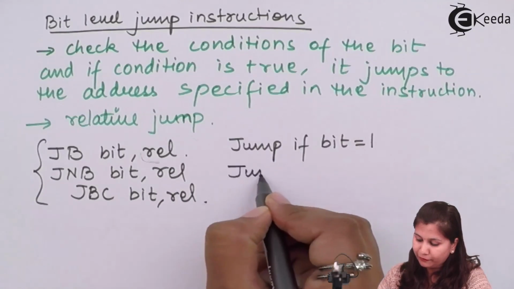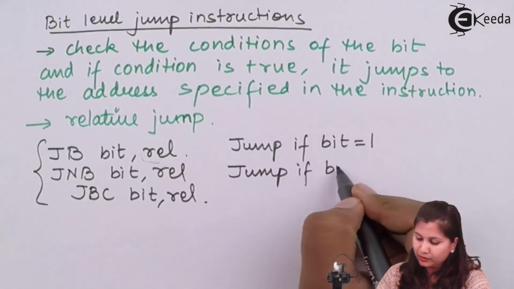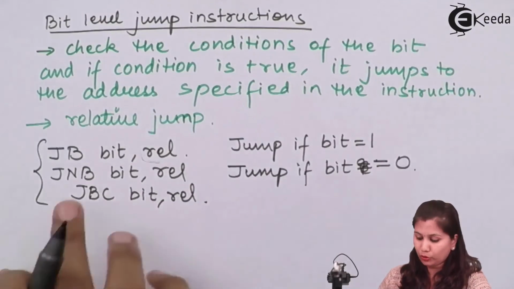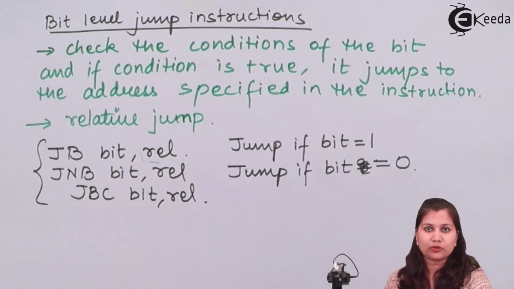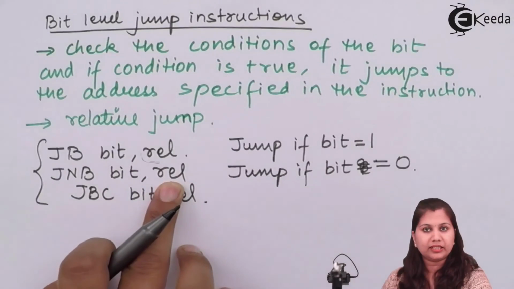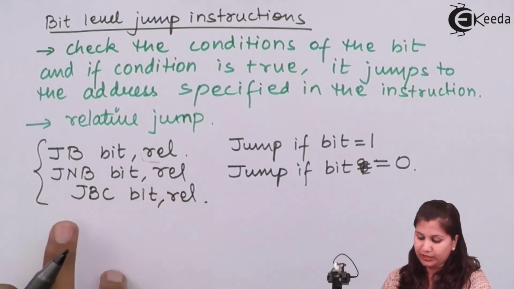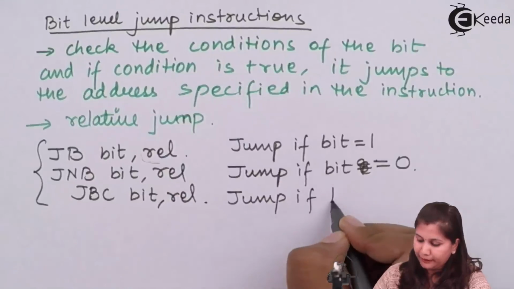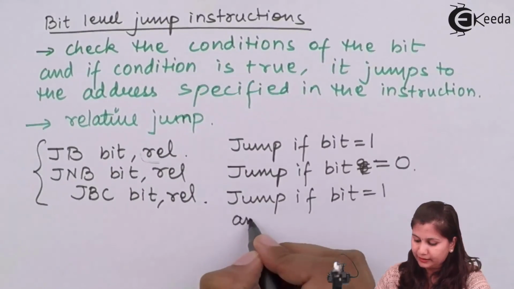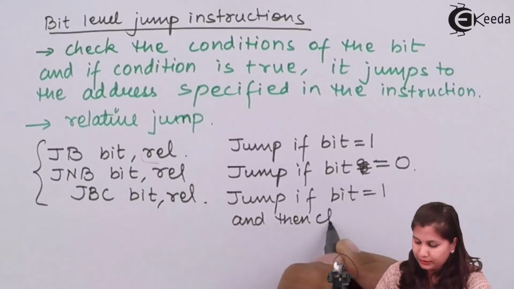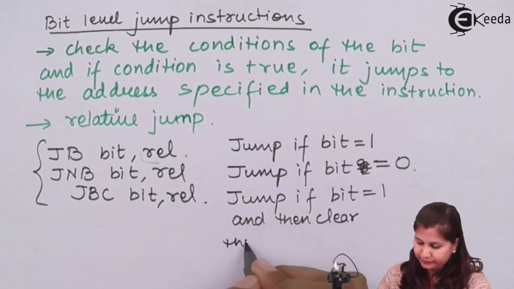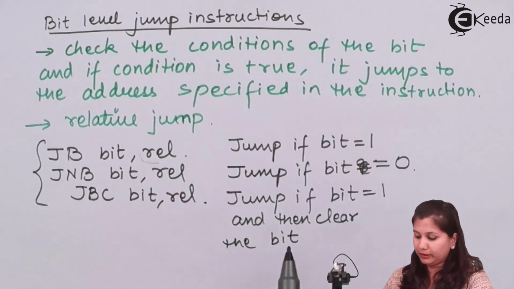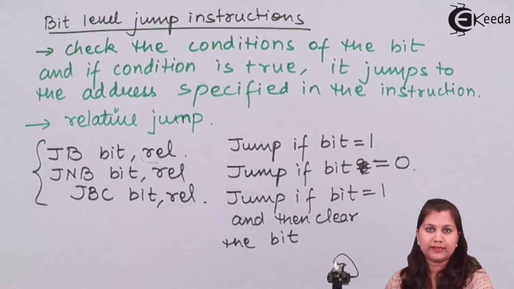JNB, jump if bit is not set, sorry, bit is equal to 0. No bit is there means bit is equal to 0. So it is going to jump to the relative address which is given in the instruction. Next we have JBC, that is jump if bit is equal to 1 and then clear the bit. So earlier the bit is 1 and after the jumping the bit is cleared, means it is equal to 0.